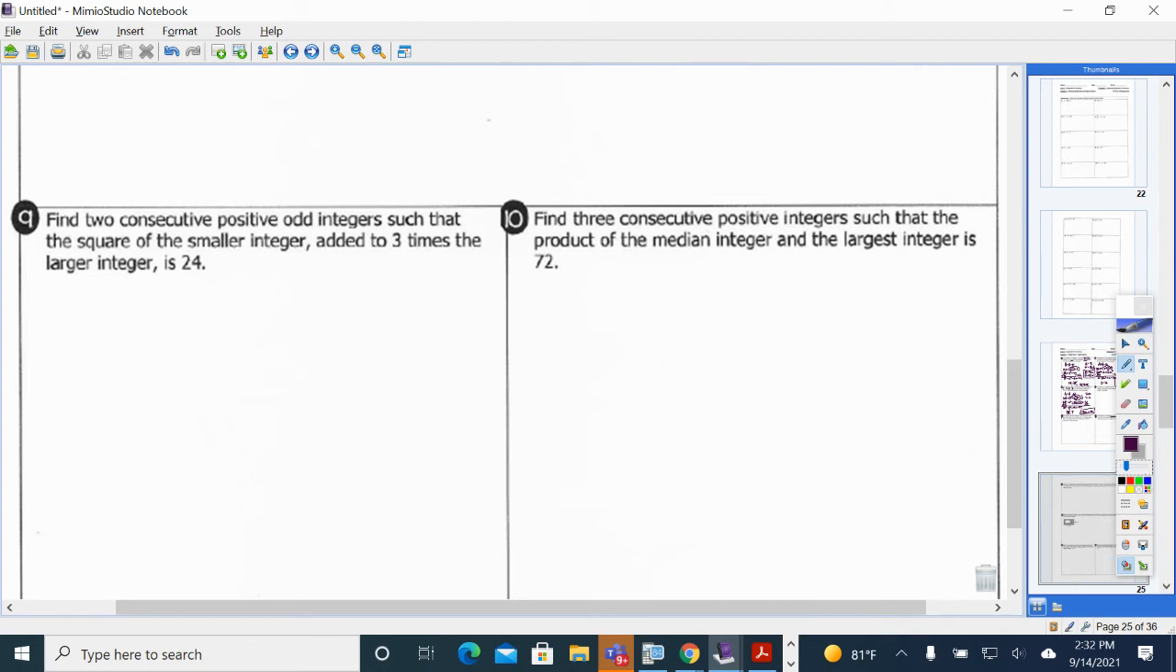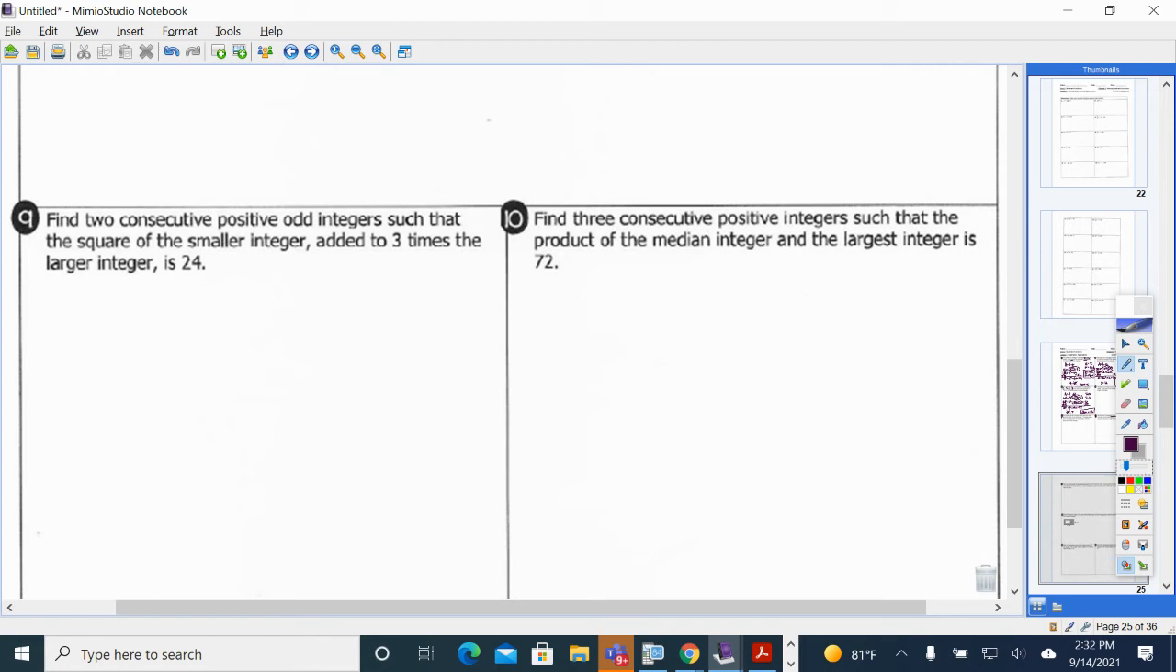So number 9 and number 10 go back to those consecutive integer questions that we've dealt with in the past. Remember that the first one is always x. If you're talking about consecutive integers, the next one's going to be x plus 1 and x plus 2. If we're talking about consecutive even or consecutive odd, then we need our x plus 2 and x plus 4.